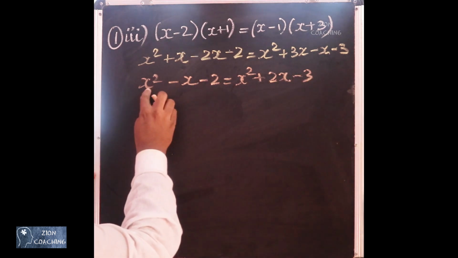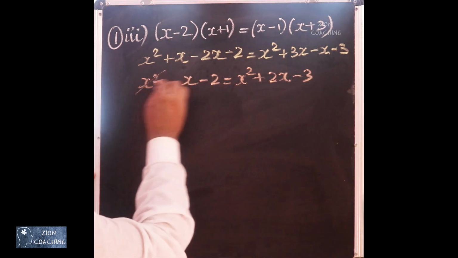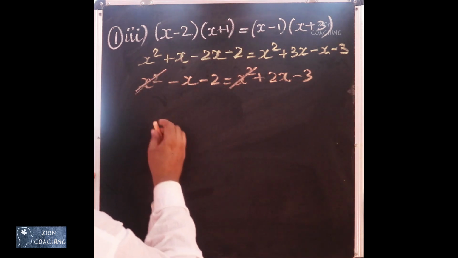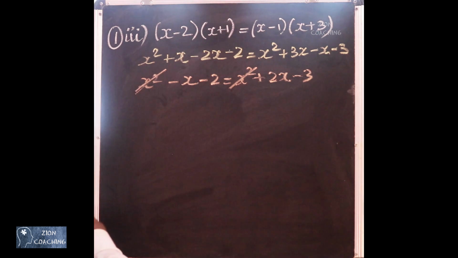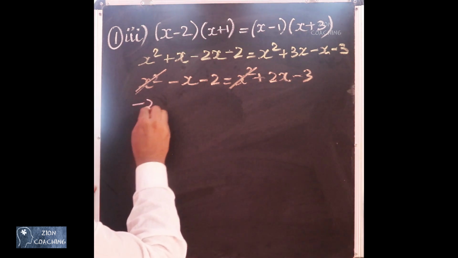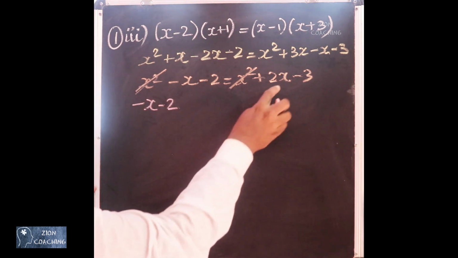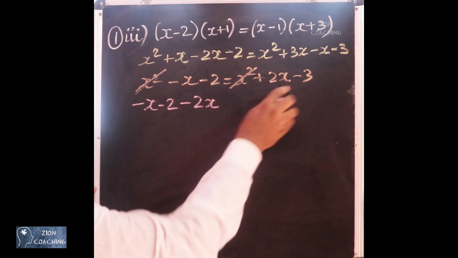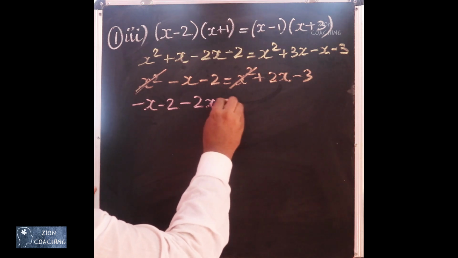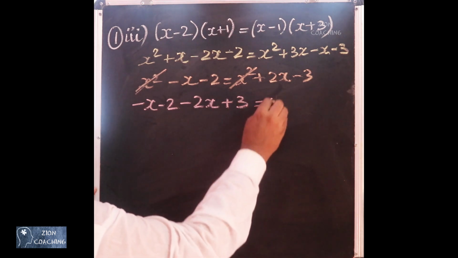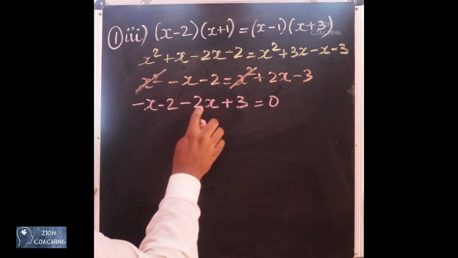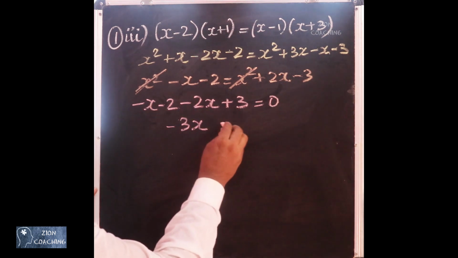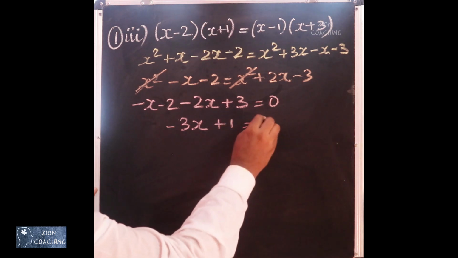Now we are having x squared on both sides, which will get cancelled. Now we will bring the remaining terms to the other side. We are already having minus x and minus 2 on this side. When you bring 2x to this side, that will become minus 2x. Minus 3 when you bring it to this side will become plus 3. That will be equal to 0. Minus x minus 2x will be minus 3x. Minus 2 plus 3 will be 1 equal to 0.